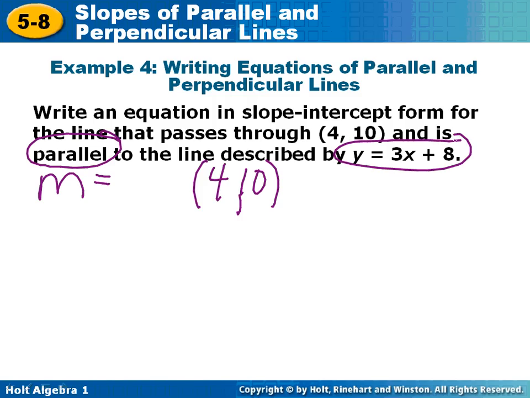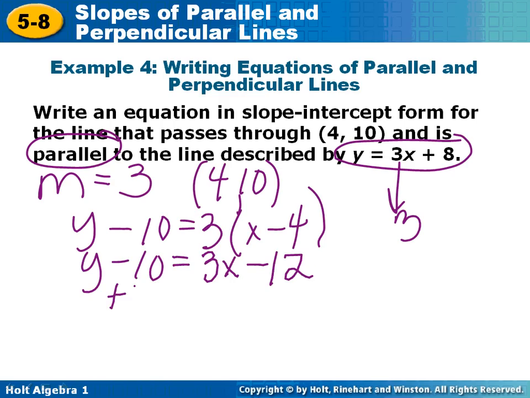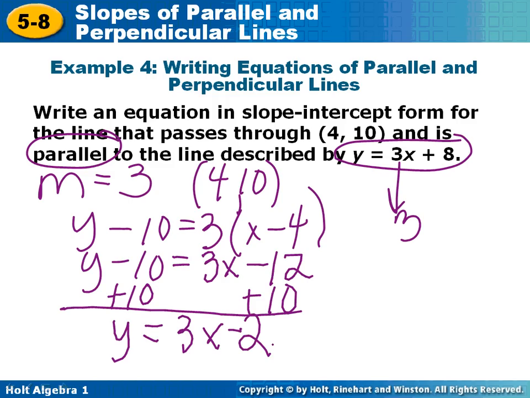So what's the slope of that? 3. If the slope is 3, and I want to make it parallel, then what's the slope I'm going to use? 3. All right, now you're exactly back to the test you took yesterday. So you have to go y minus what? 10 equals 3 times x minus 4. All right, take off and finish. Then you put it in slope-intercept form. And you're done.